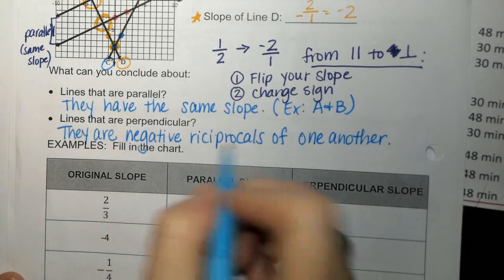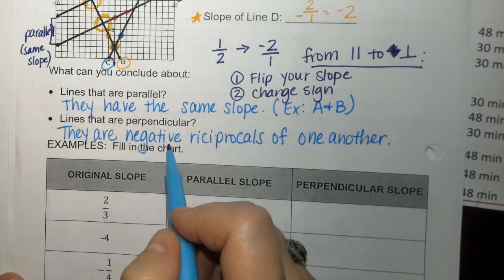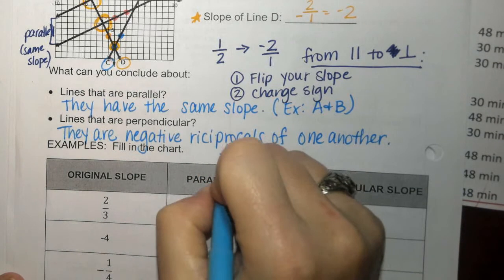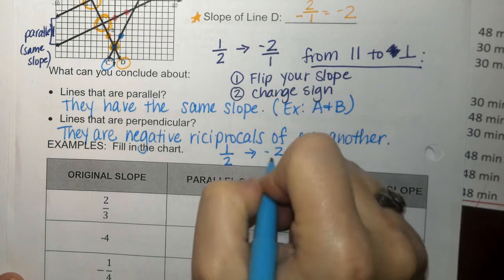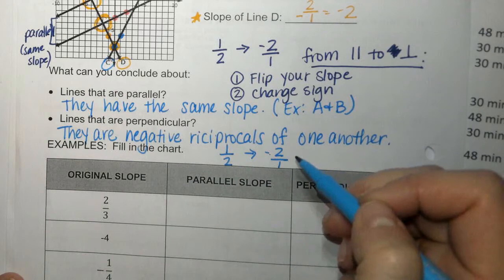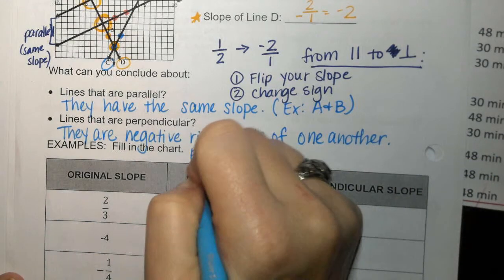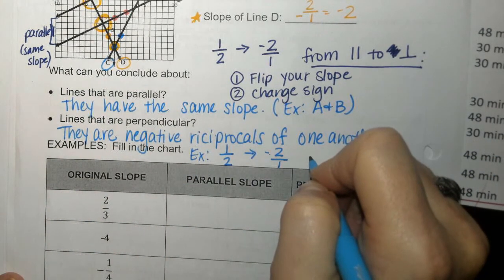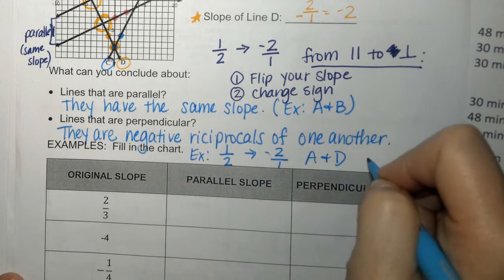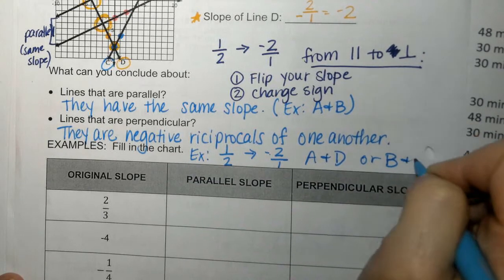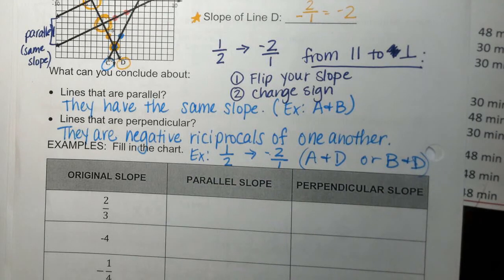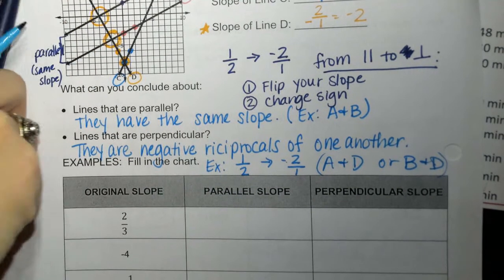Okay? A negative reciprocal means you change the sign. That's the negative part. Reciprocal means it's flipped. So remember we went from 1/2 to -2/1. You flip it and then make it negative if it was positive and positive if it was negative. Okay? And the ones that are negative reciprocals are A and D or B and D. Okay? All right. Let's go down here.